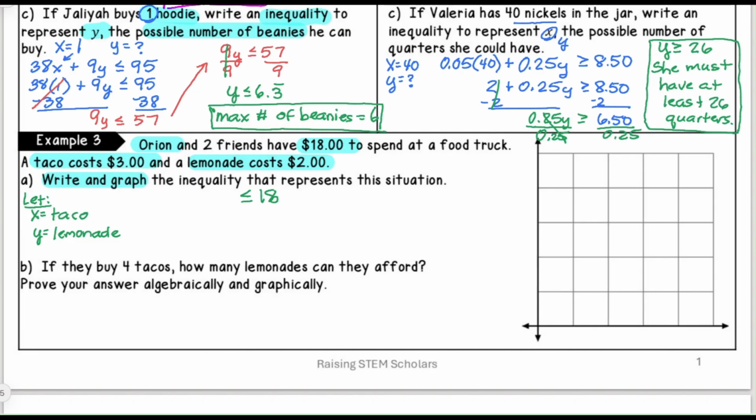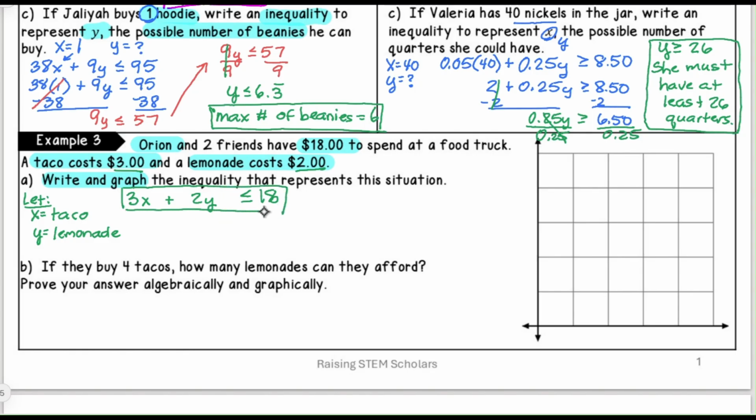And let's see, so we're going to say a taco is $3, so we can write 3 times the number of tacos plus 2 times the number of lemonades, which is y. And so that is my inequality. I can go ahead and draw a box around that.